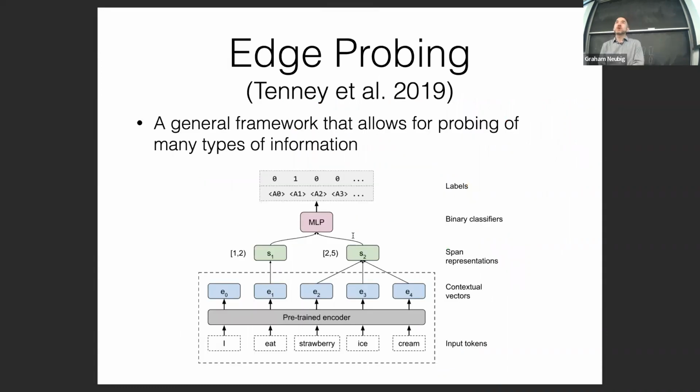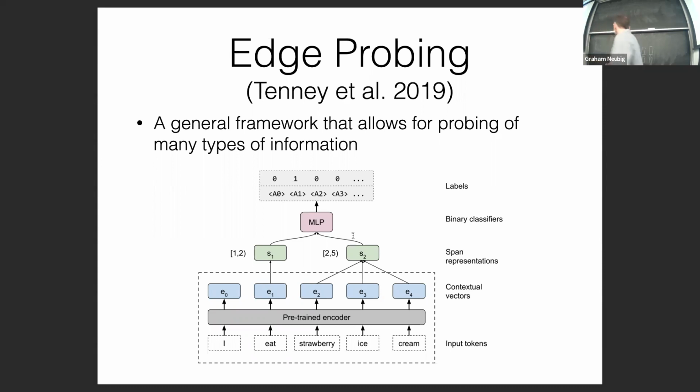There's a more general framework called edge probing. Basically, what this allows you to do is probe for many, many different varieties of information. The reason being that most varieties of linguistic information can be represented either as a label on a span or an edge between two spans. So this could include parts of speech, because those are a label on an individual word. It could be about entities, because that's a label on a span, or it could be about syntactic dependency edges between words, because those are edges between spans.